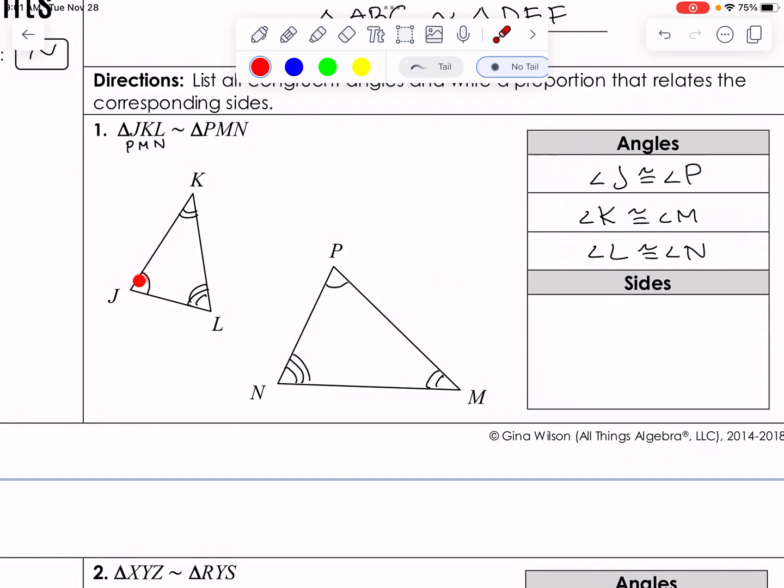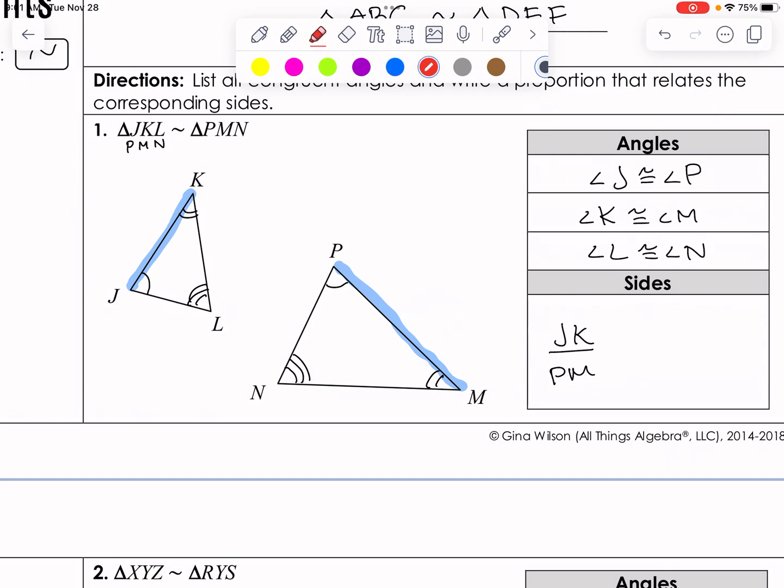I'm going to go from 1 arc to 2 arcs, so that one here. So 1 arc to 2 arcs right here. So this would be JK to PM. And maybe I'll just highlight this the same color. We know that those correspond with each other.